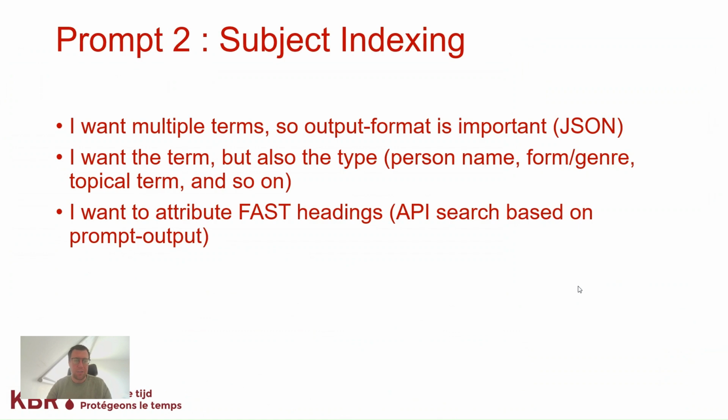Then the second is the subject indexing. And here we want multiple terms. So it's important that the output is JSON, because it's multiple terms and we want the same structured information. And that's why JSON is important. We also want not only the label, but also the type. Is it a personal name? Is it a form genre? Is it a topical term? And so on. And we want to use a FAST heading. So we'll use the information from the JSON to search also the API of OCLC.